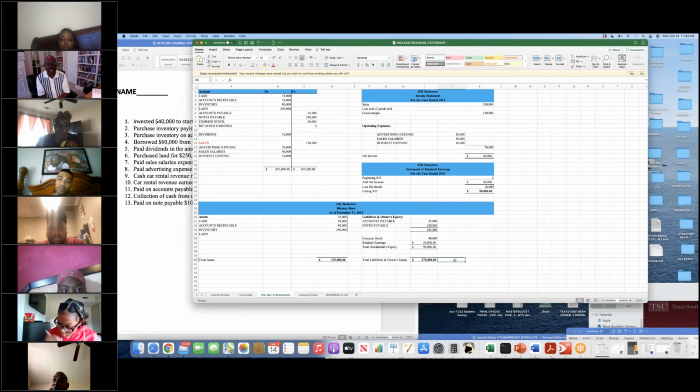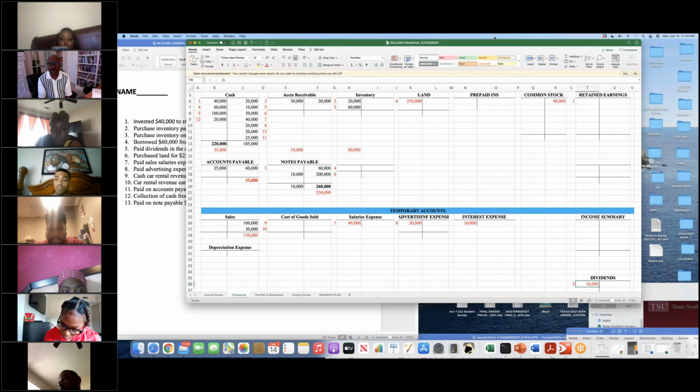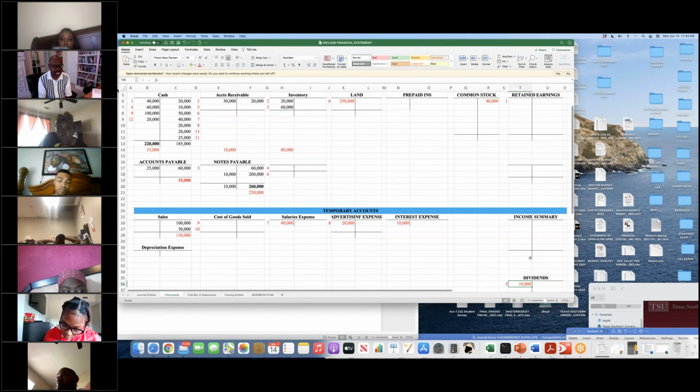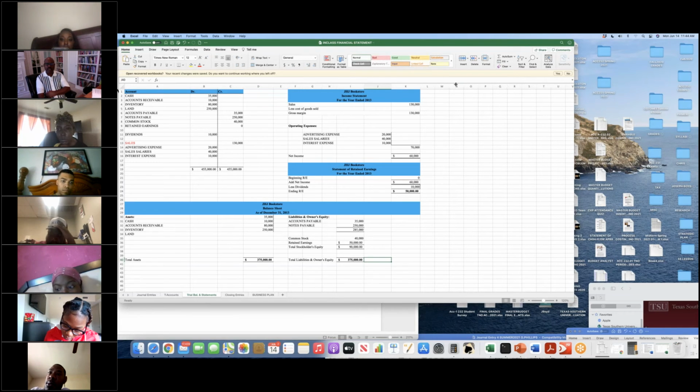Now let's make our closing entries and post them, because right now retained earnings has a balance of what? Zero. And so we got to close out all of these accounts and get a new retained earnings. So I'm going to just put the closing entries here, so you've got a better reference on where they're coming from.